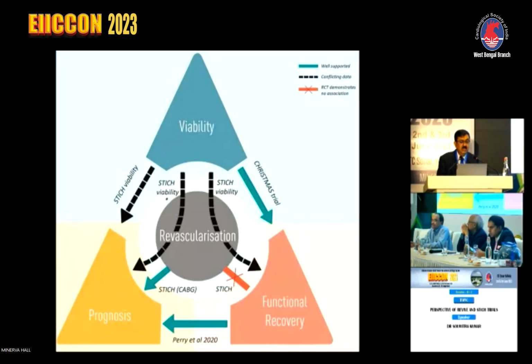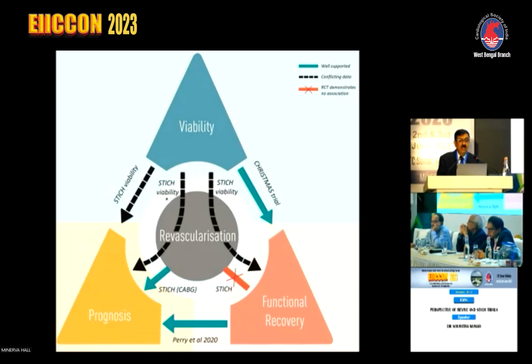So this is a kind of master slide. You see we have 3 variables: viability, prognosis, and functional recovery, that is improvement in LV function. The dotted lines mean conflicting data. The solid lines mean well supported, and the red solid line means RCT demonstrates no association. So overall, STITCH viability showed somewhat improvement in prognosis. But whenever revascularization was done, it was very, very doubtful. But overall, in the 10-year period, CABG did show a reduction in all-cause mortality.